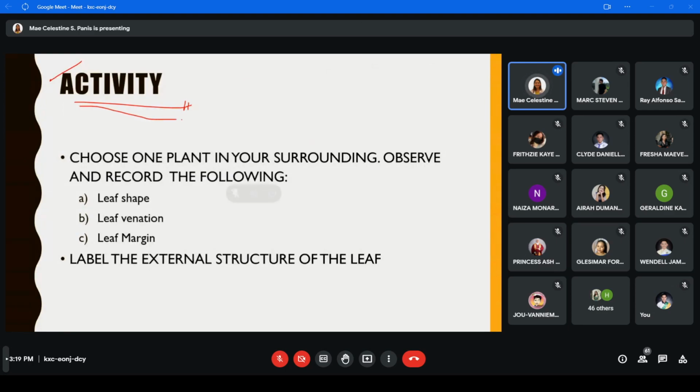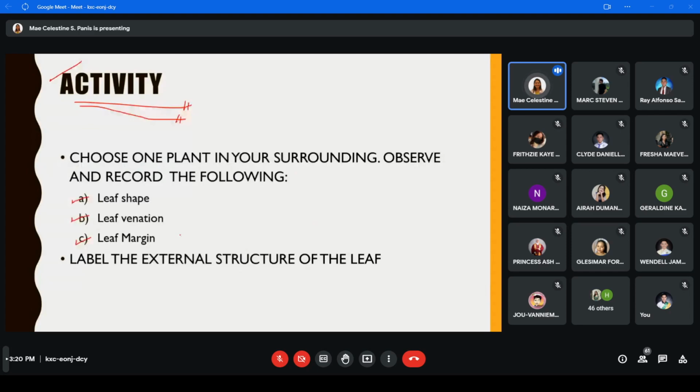Okay, so our activity for this afternoon is about the external structure of the leaf. The internal structure, which is more important, will be discussed next meeting. Today, you will choose one plant at home and observe it. Record the following: its leaf shape, its leaf venation, and its leaf margin. You do not need to identify the plant.